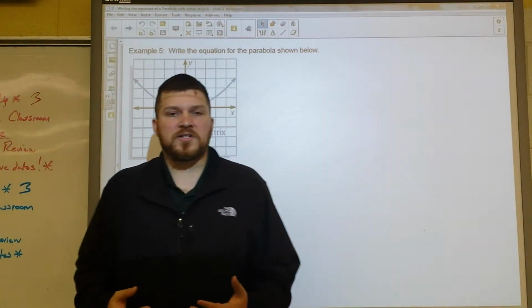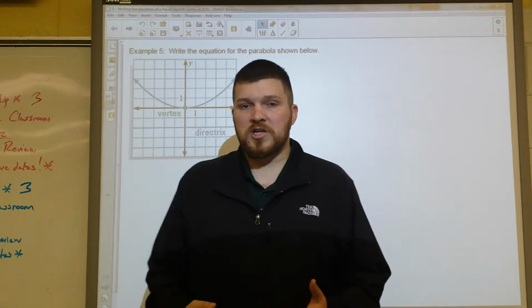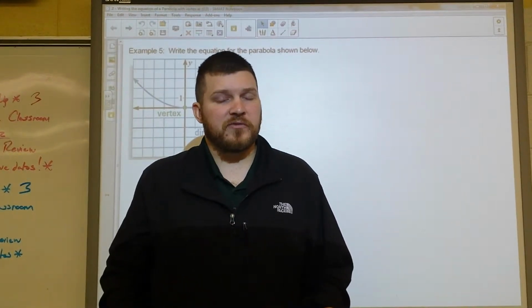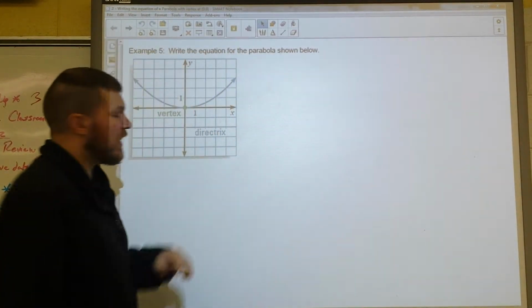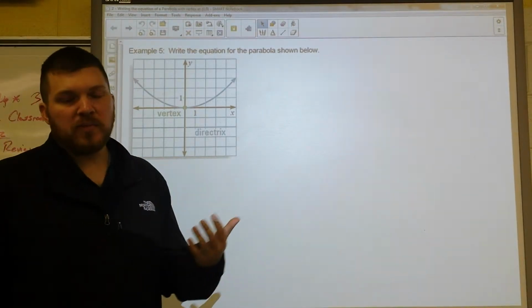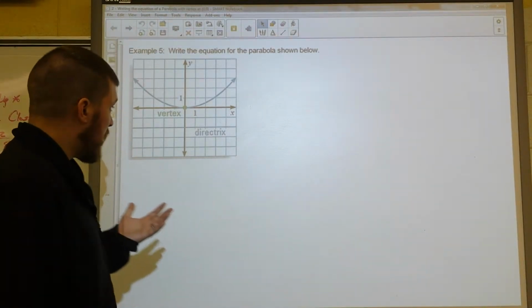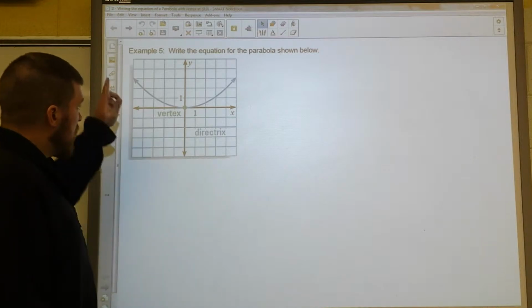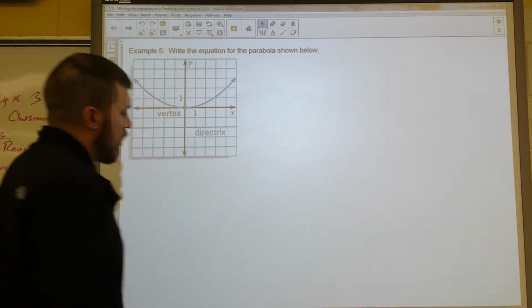So in this video we're focusing all about writing the equation of a parabola given different pieces of information. For instance, in example 5, we're given a graph, so we want to be able to write the equation of this parabola given just a picture. First thing we should notice is that the parabola opens up and down.